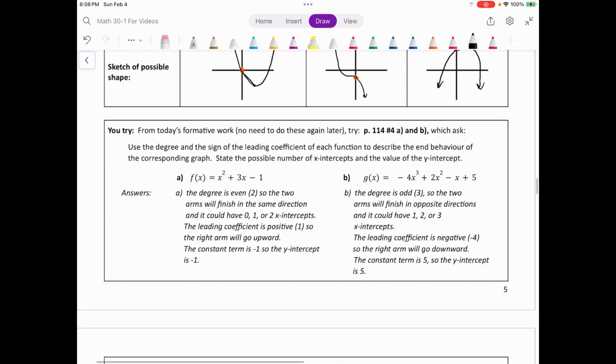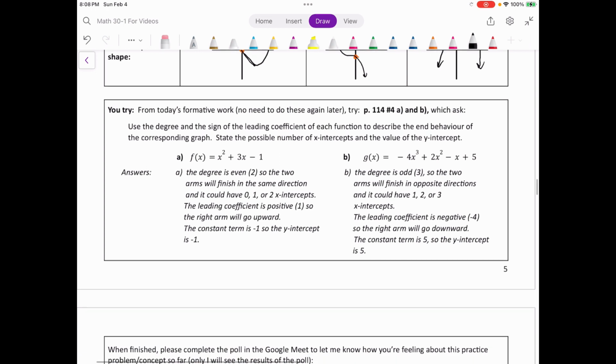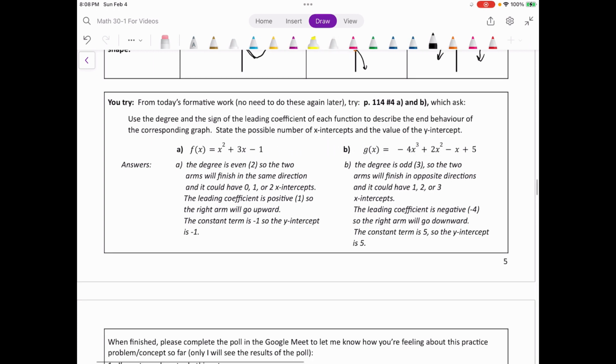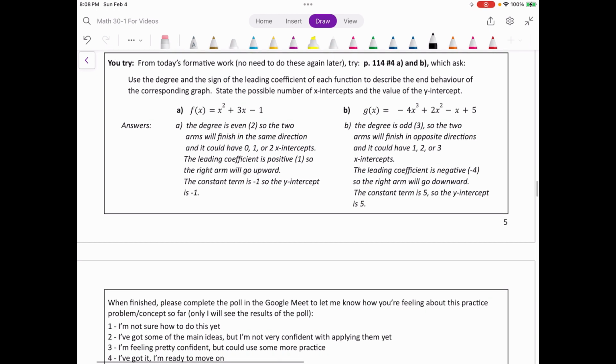All right, so go ahead and give this one a shot here. Just getting you to think about using the degree and the sign of the leading coefficient for each function to describe the end behavior. That's saying, what is the right arm doing? What is the left arm doing? As x goes to positive infinity or negative infinity for the corresponding graph. It also wants us to state the possible number of x-intercepts and the value of the y-intercept. Go ahead and try that one out, and you can try some of the other practice questions around that while it's fresh in your brain.